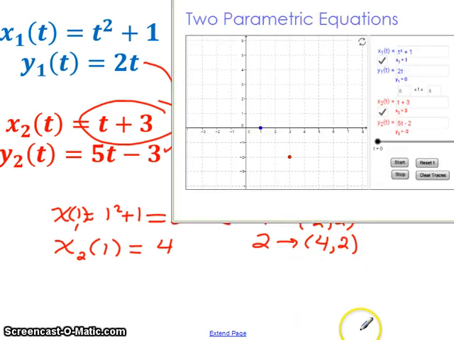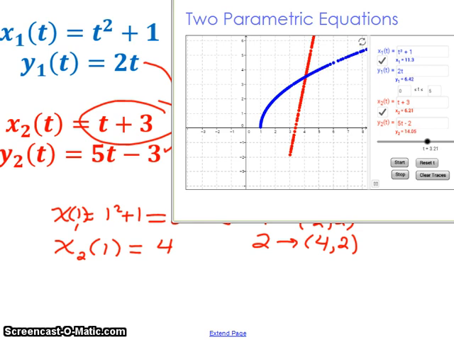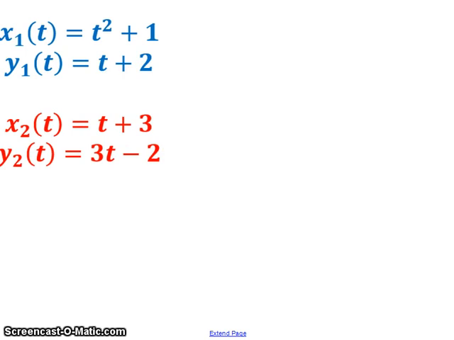So let's take a look at the simulation, and we'll go ahead and start that, and we can see that indeed those two objects do not collide, even though their paths do cross. What about these two guys? Let's go ahead and compare them.